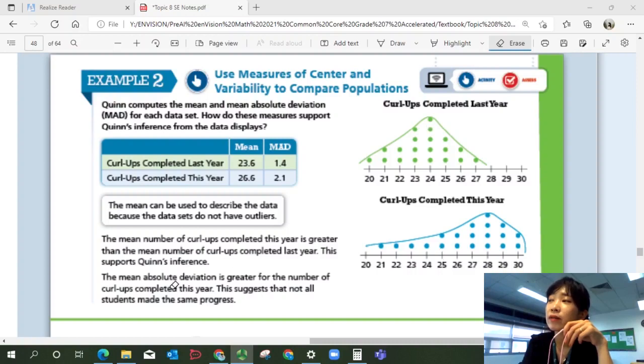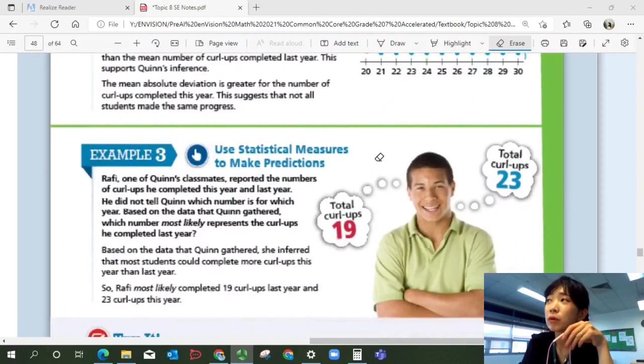And the mean absolute deviation is greater for this year than last year's, which suggests that not all students made the same progress. So it does support Quinn's inference in example 1. But that's how you can use mean and MADs to make inferences about data. Okay? Let's look at example 3.